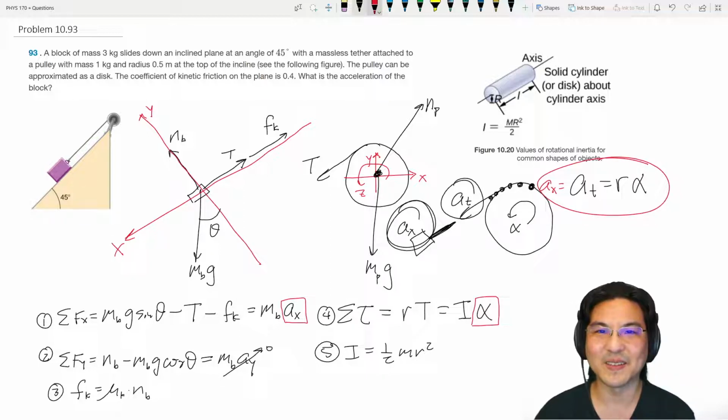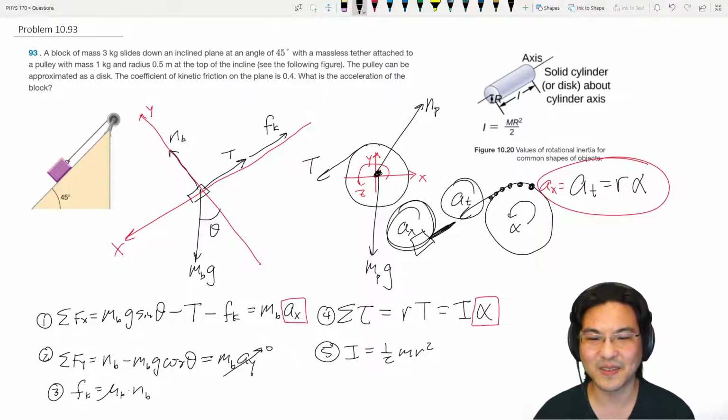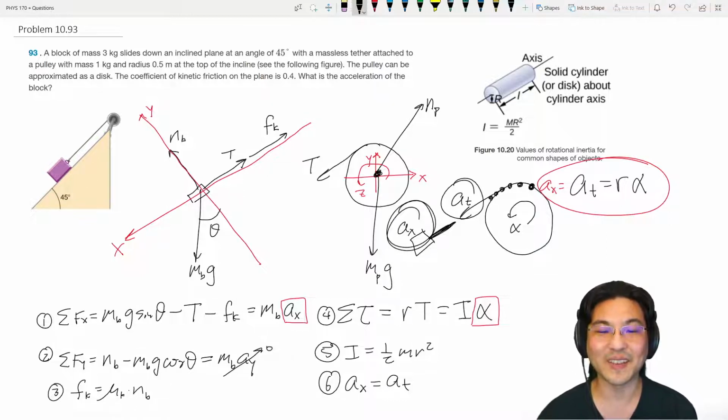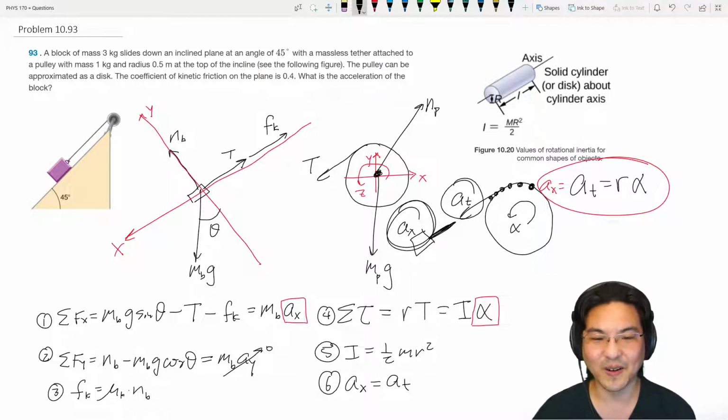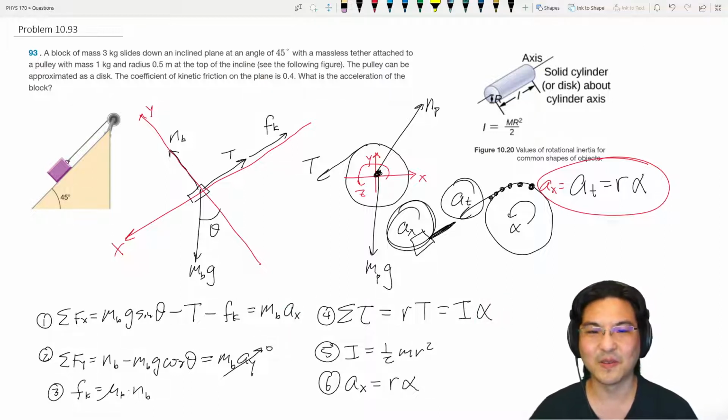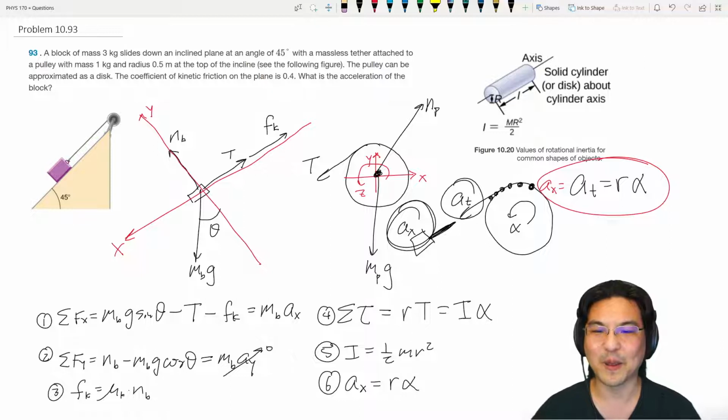So let me write that as a sixth equation. Ax equals a tangential because of the tether, and a tangential is r alpha. There we go. Okay, so, math time.